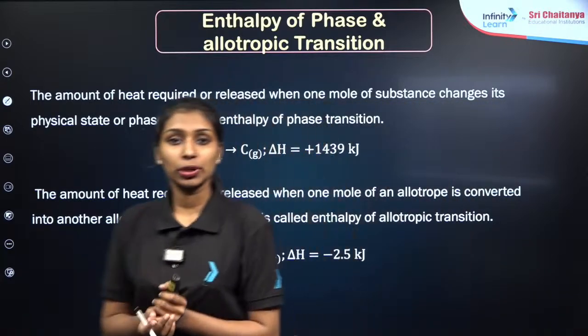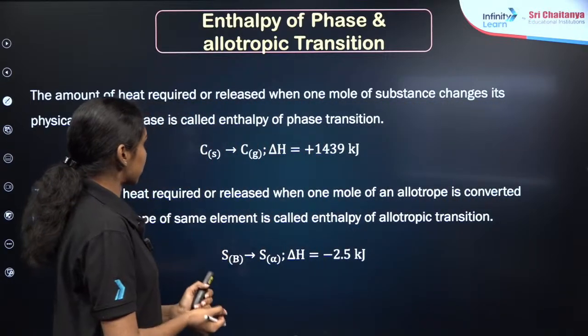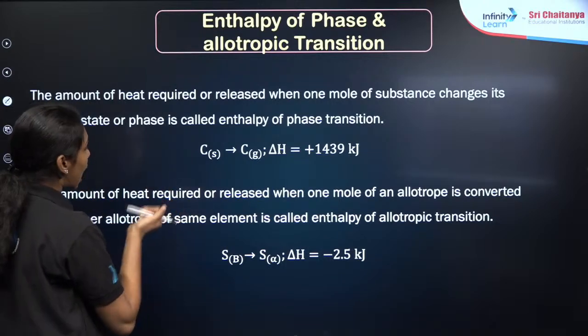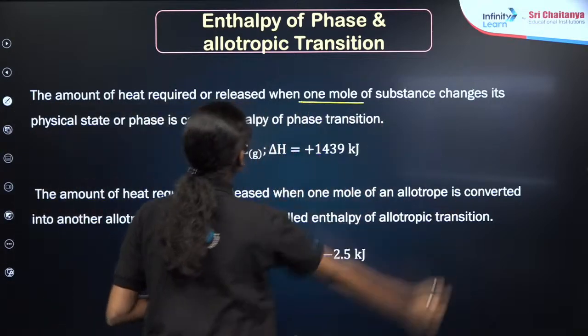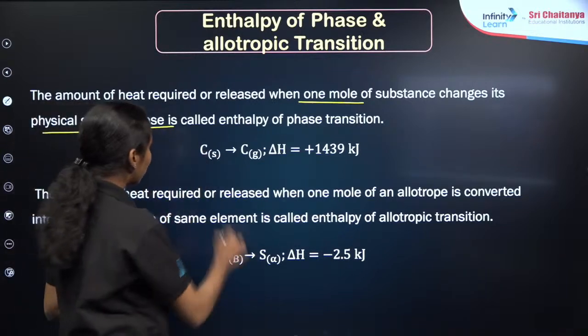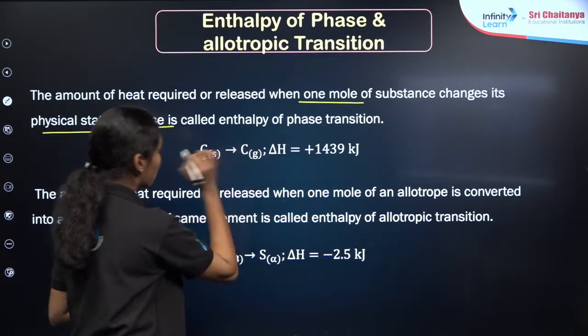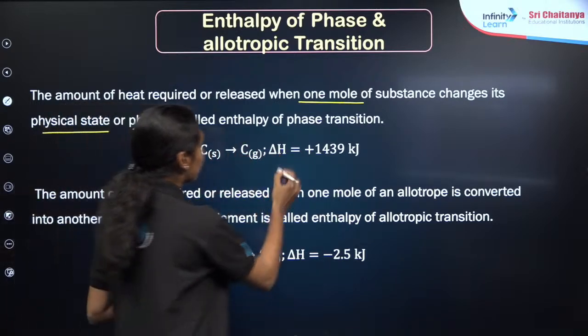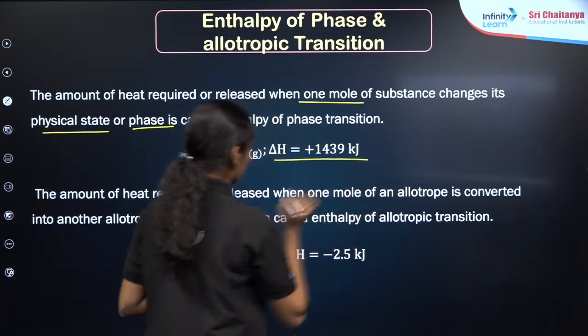The next term is about the allotropic form and phase transition. Again, the name itself suggests that it is the enthalpy change happening when 1 mole of substance changes its physical state or phase. As you can see over here, carbon solid is changing to carbon gas. Phase change is happening, solid to gas. So it is having the energy of plus 1439 kilojoule.